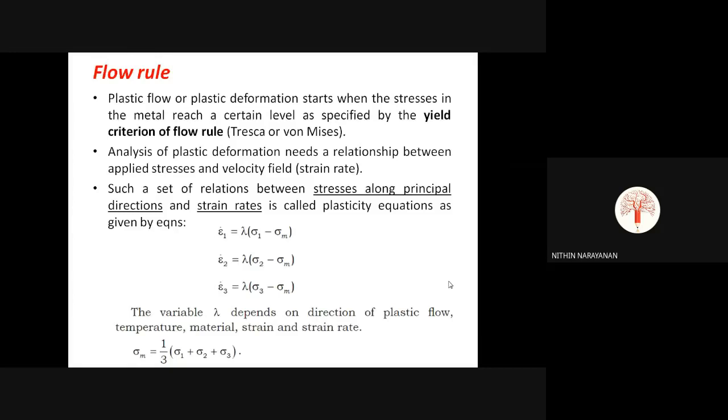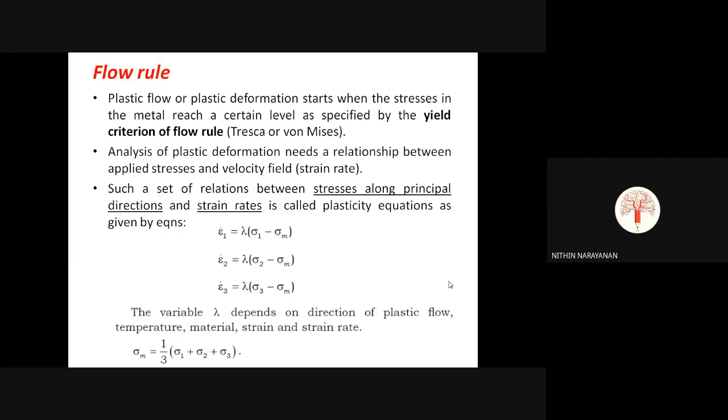Okay, till elastic region we have the Hooke's law. So epsilon 1, epsilon 2, epsilon 3, the epsilon 1 dot, that is the strain rate in first principal direction, is equal to lambda into sigma 1 minus sigma m, and epsilon 2 dot is equal to lambda into sigma 2 minus sigma m. Similarly, epsilon 3 dot is equal to lambda into sigma 3 minus sigma m, where the variable lambda depends on direction of plastic flow, temperature, material, strain, and strain rate.